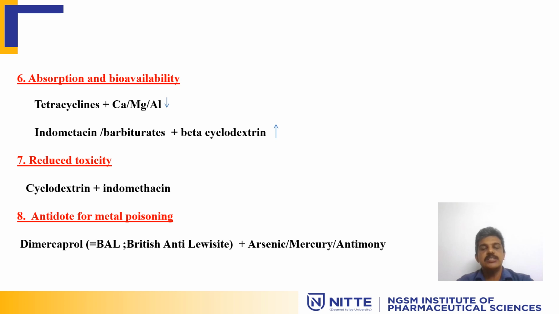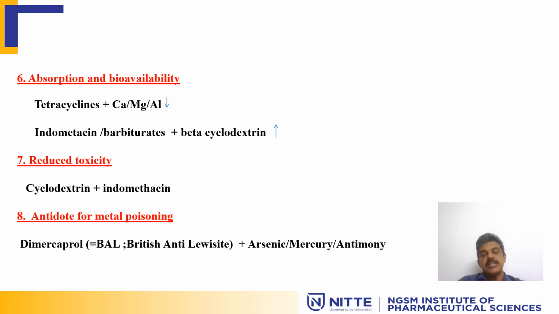Another one, the anti-ulcerogenic property of indomethacin. Indomethacin is a class of drug that causes ulcers. The ulcerogenic effect of indomethacin can be significantly prevented by forming complexes with beta cyclodextrins. So we can call it reduced toxicity of indomethacin, which can be achieved by forming complexes with beta cyclodextrins.